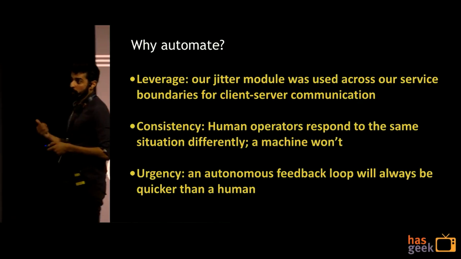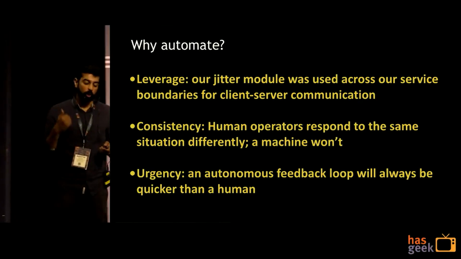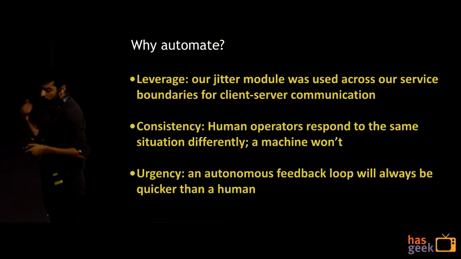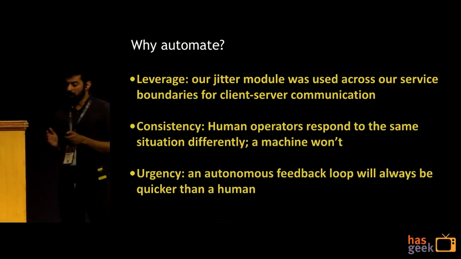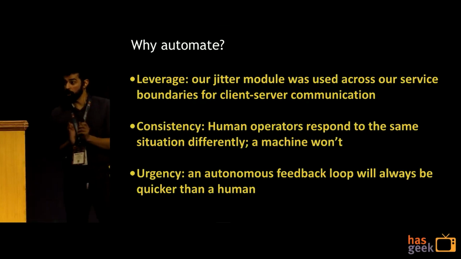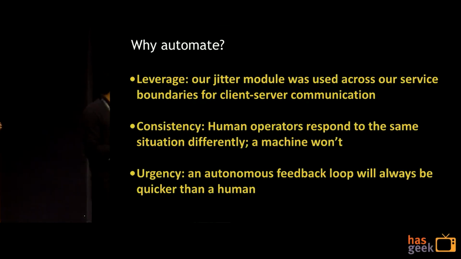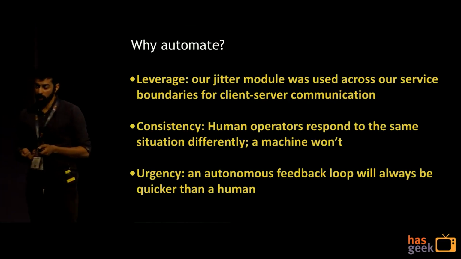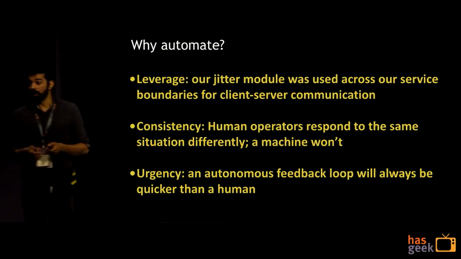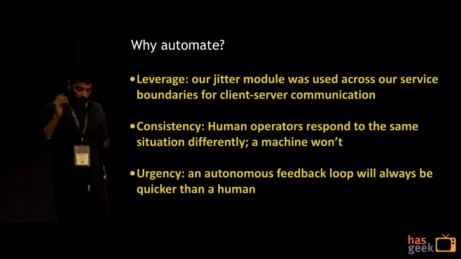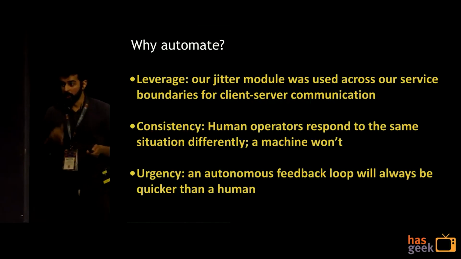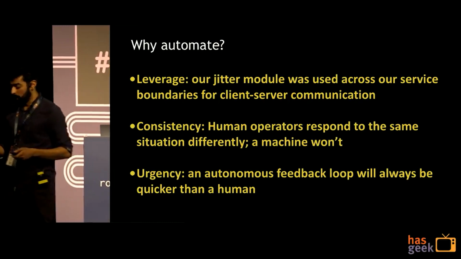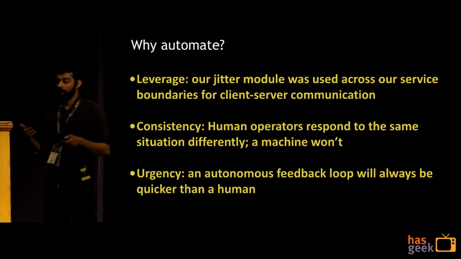The other thing is if the automation brings you consistency. Because human operators might respond to the same situation differently and a machine won't, you can rely on your automation to damp out this inconsistency and make sure that a particular procedure gets applied in a consistent manner. And the final one, of course, is urgency. An autonomous feedback loop will always be faster to remedy a problem than a human. Recognizing this makes it easy to figure out which cases need a really urgent remediation, and which cases I can wait for a human being to apply their intelligence to correlate and analyze the problem.